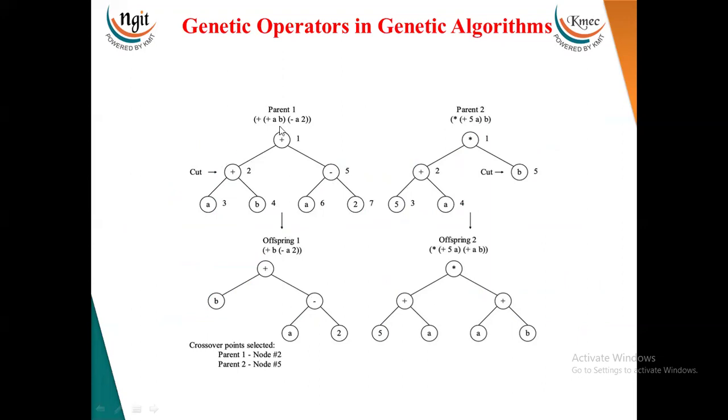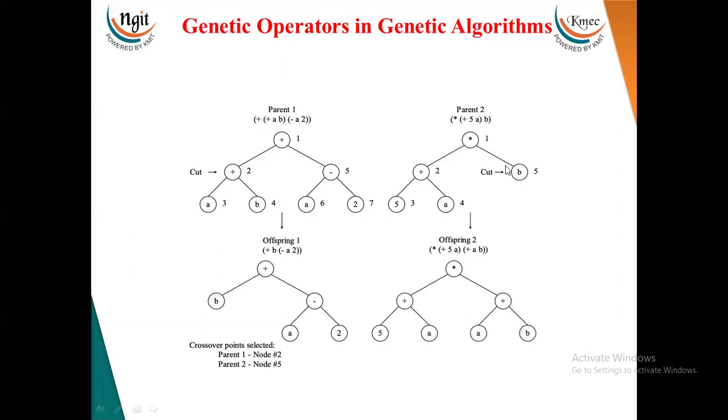So this is plus of plus AB, A minus 2. And this is star of plus 5AB. Okay, so 5 plus A and you are taking B. From these two, I am creating an offspring. So I am cutting this particular edge. If you see here, only B is here and the remaining is minus A2. These two are the same. So I am cutting this particular edge.